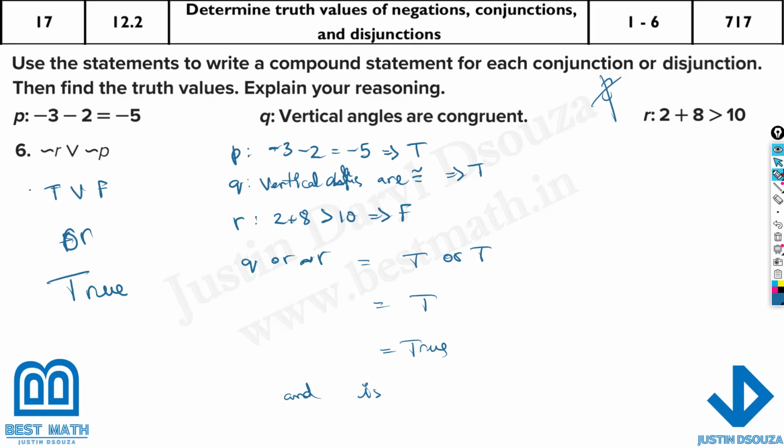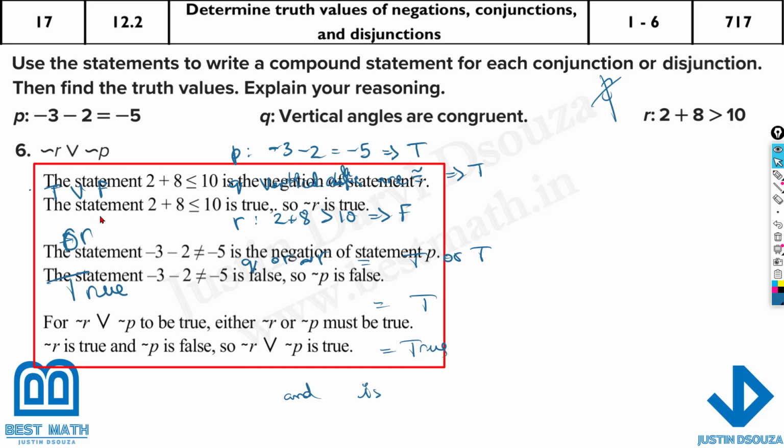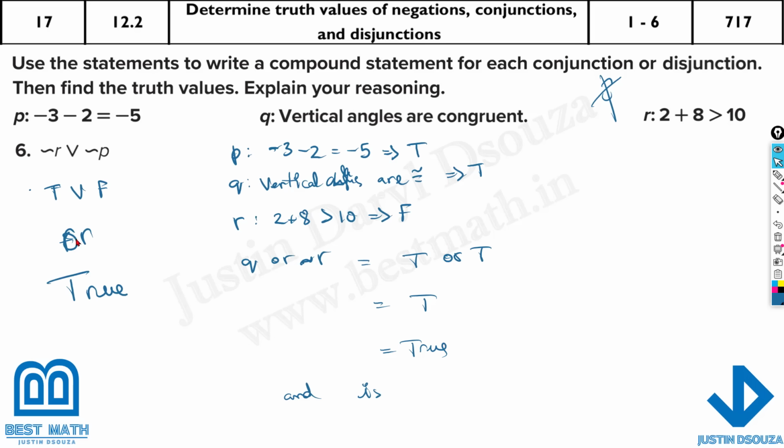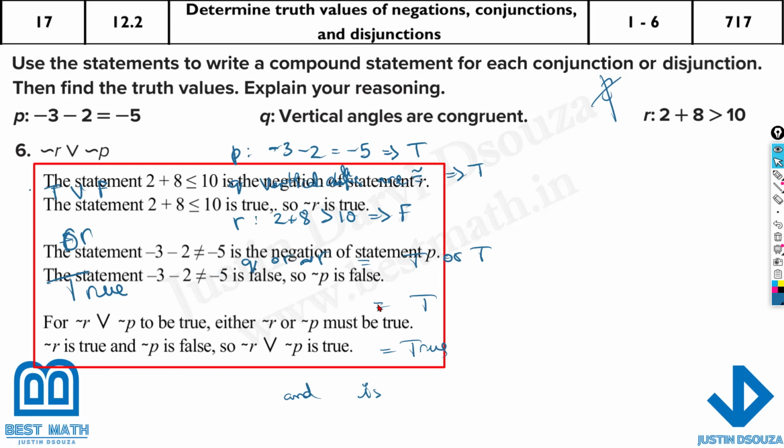You can write in detail. Whatever the statements are given, first you need to write them in detail and tell whether they are true or false. I've just written T, but in the exam you should write true or false. Then we substitute it over here, whatever is given, and check whether it's true or false from the truth table.